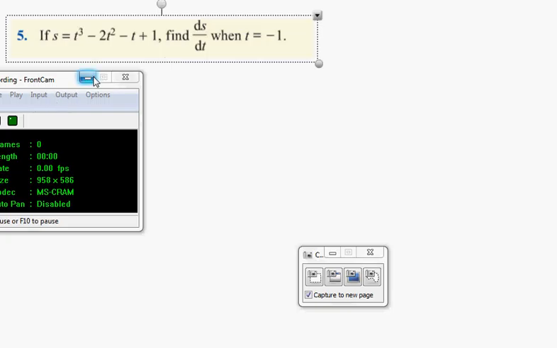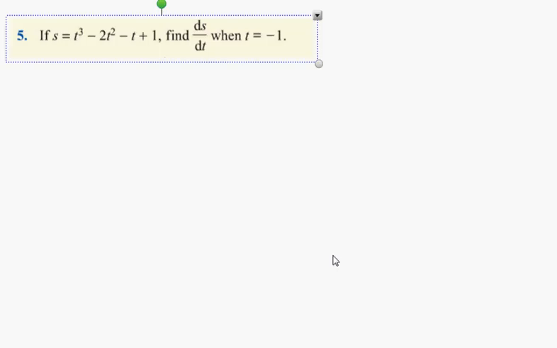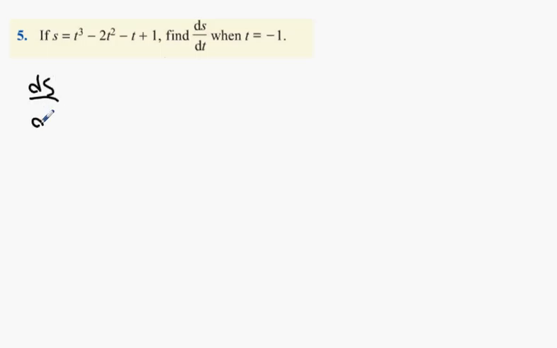What we're going to do first and foremost is differentiate. When you differentiate t cubed, what do you get, Declan? You differentiate t cubed. 3t squared. 3 goes to the front, take 1 away from the power.